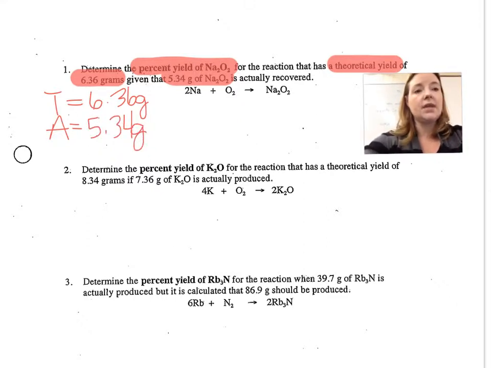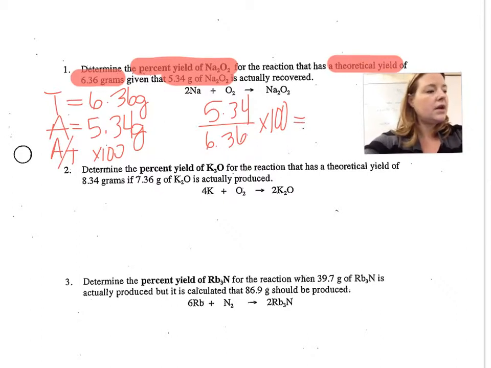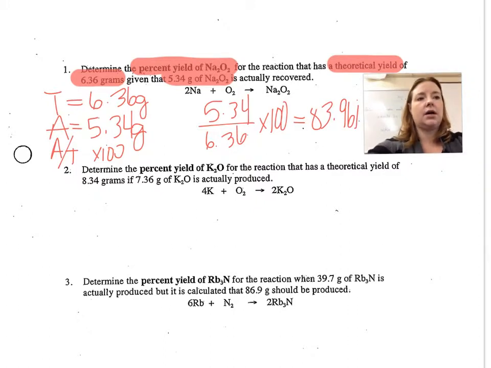And so I need to use the equation where I take my actual divided by my theoretical times 100, and that'll give me my percentage. So if we set that up, we should have 5.34 divided by 6.36 times 100. Take a minute, plug that into your calculator, and you should get 83.96%. If we're doing sig figs, we would just round that to 84.0%. Okay, so now pause it, try a few on your own, and then come back and see how you did.